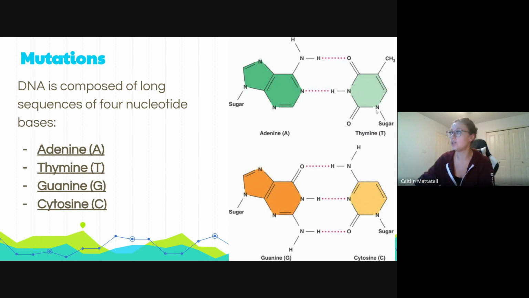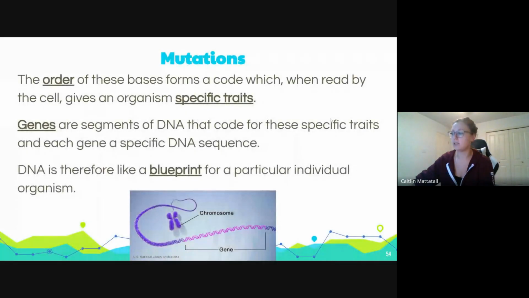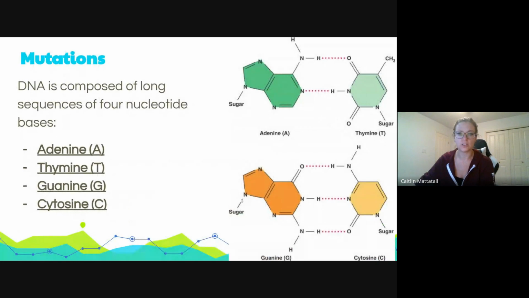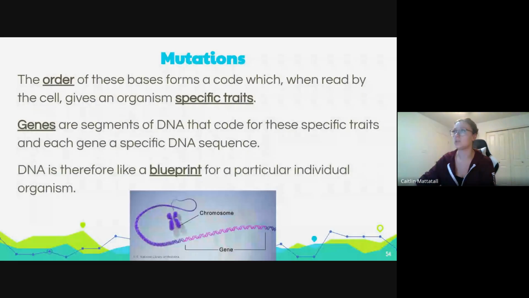And it's also good to know what binds with what. So A is always going to bind with T, and G is always going to bind with C. So this is always, always, always the case. It comes down to the molecular structure as to why this happens. But this is very important, and it's changes in these letters and the order of these letters that can lead to mutations.